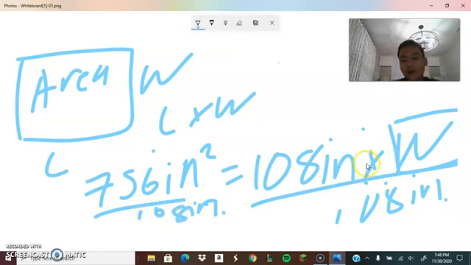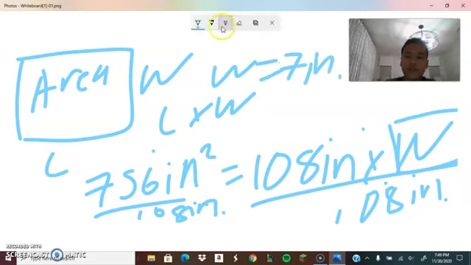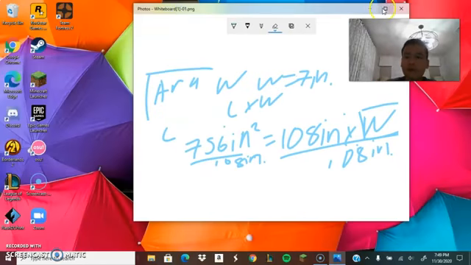To do that, we can divide by 108 to create 1 times W, because 108 over 108 is 1. That isolates W. But if we do that to the right side, we have to do that to the left side. So in algebra, whatever you do, you have to do it on both sides. And then we found out the width was 7 inches.